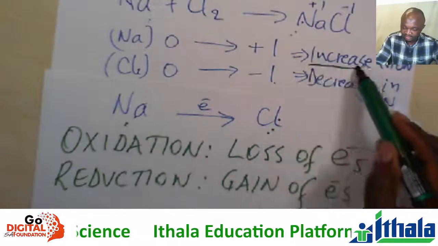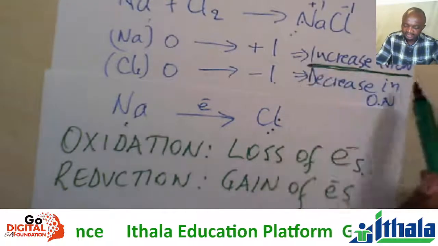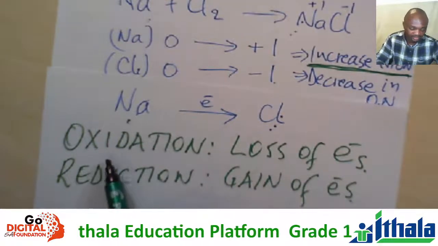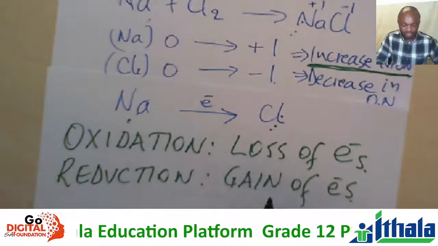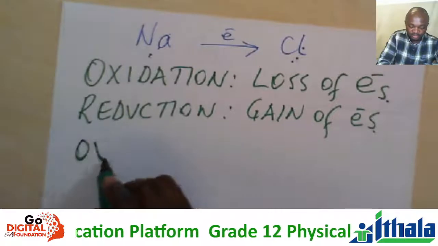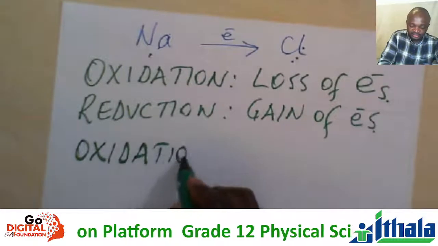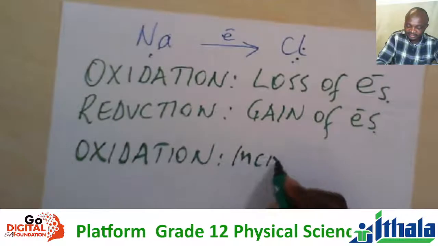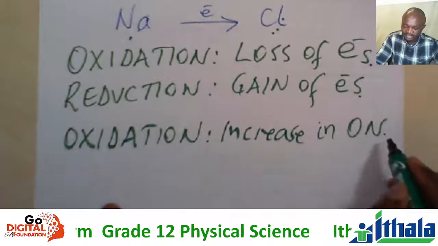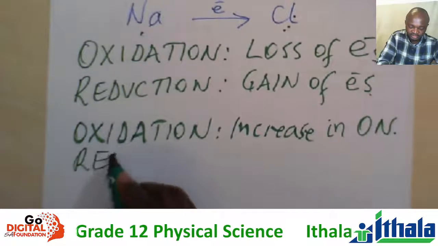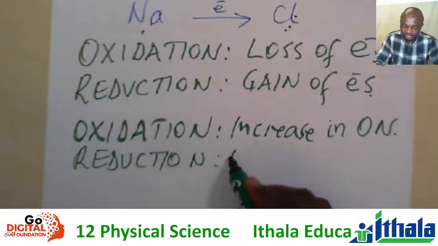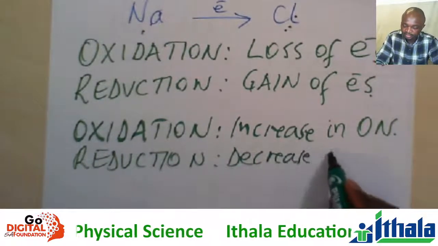There is an increase in oxidation number. Kusho ukuthi a substance oxidized has an increase in oxidation number. So that is another definition in terms of oxidation number. So oxidation is also an increase in the oxidation number. So a reduction, njengoba sibona ukuthi chlorine isuka ku 0 ya ku -1, a reduction is a decrease in oxidation number.